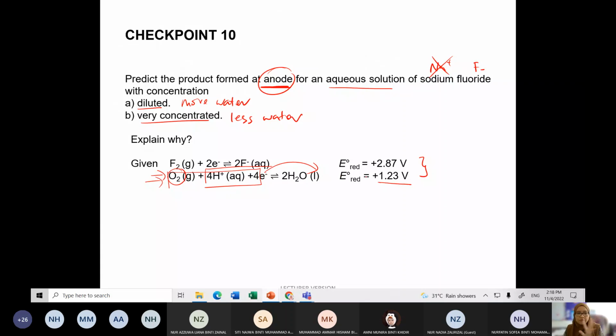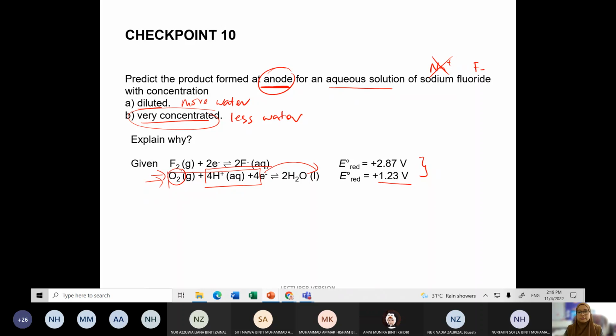All right. So how about very concentrated, guys? How about if it's very concentrated? Remember the factors that we have learned earlier. Before we determine which ions will be discharged, we have 3 factors. One of it will be concentration, which is in the table. So we have to take into consideration the concentration. If it is very concentrated.